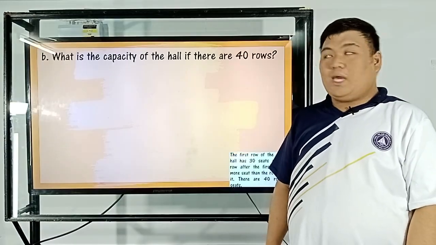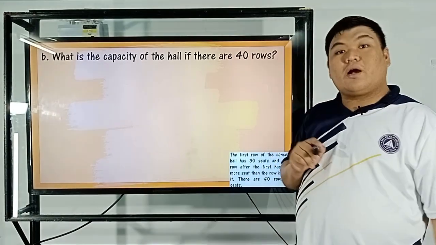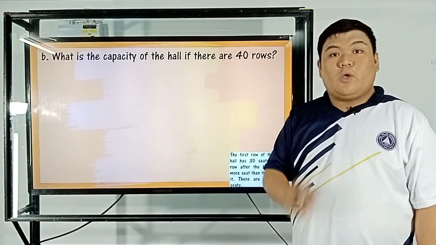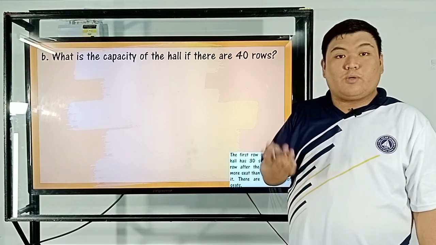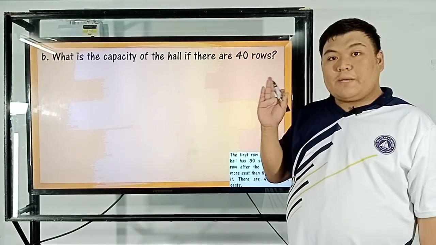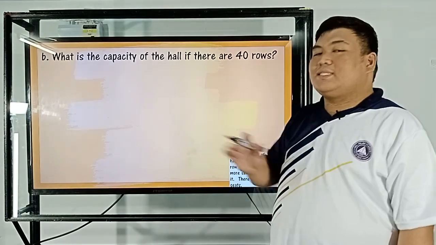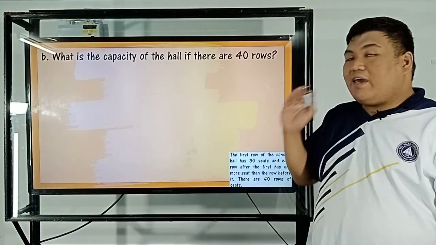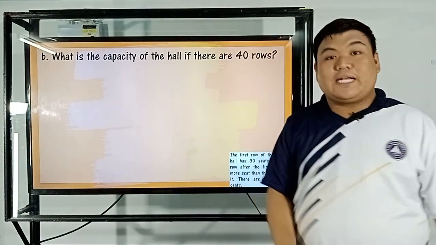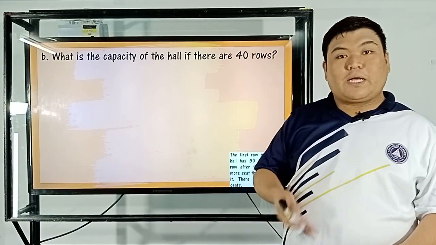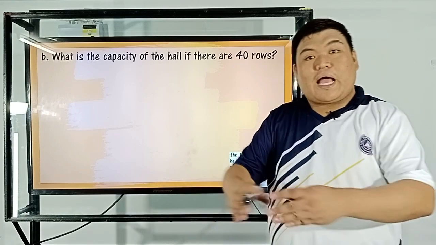And for letter B, what is the capacity of the hall if there are 40 rows? So, one way po in determining kung ano yung hinahanap is to look for words na mag-lead sa inyo kung ano yung kailangan. Now, again, what is the capacity of the hall if there are 40 rows? So, the key word there is the word capacity. Pag sinabi natin capacity, ano yung kakayanan? So, we are referring to the total.